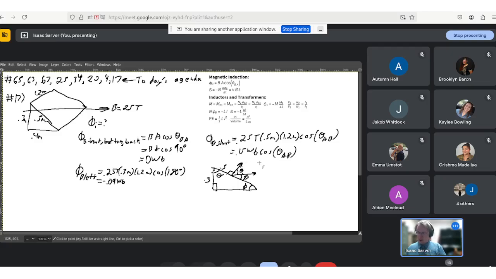Okay. So I can actually replace my cosine with that. And so that'll be 0.15 Weber, 3 over 5. Okay. So that'll be 0.09 Weber. Oh, look at that. The left side, B left, is minus 0.09 Weber, and the right side is 0.09 Weber. How delightful.